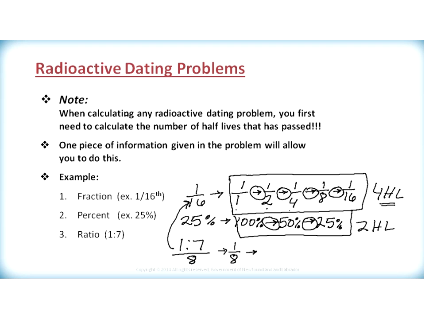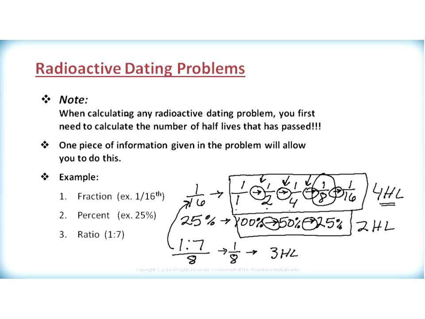And if we go above, we notice that to get to 1/8, you had to go through 1 half-life, 2 half-lives, 3 half-lives. So if you had a fraction of 1 to 7, 3 half-lives would have passed.